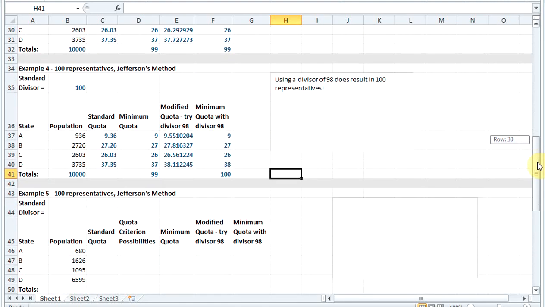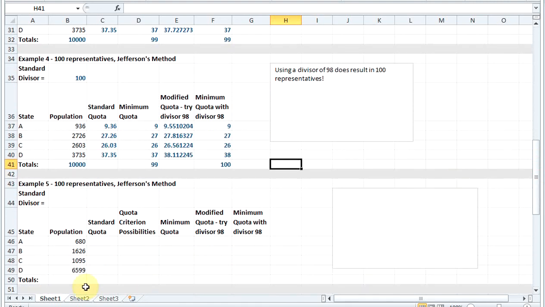Let's look at one more using Jefferson's method. So now we have a different country with a different population. Let's find our total population. These 4 states have different numbers of people, but they still sum to 10,000. And divide my 10,000 people among my 100 representatives. So to find our standard quota, we would take each state's population and divide it by my standard divisor. Let me pull that down.